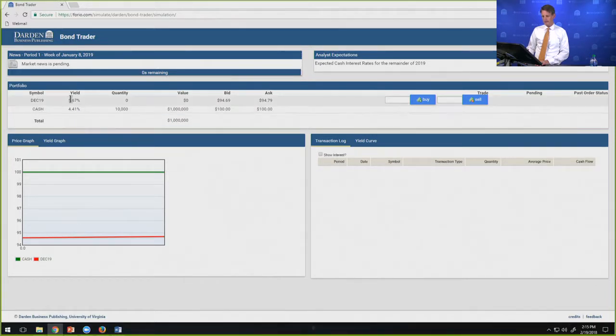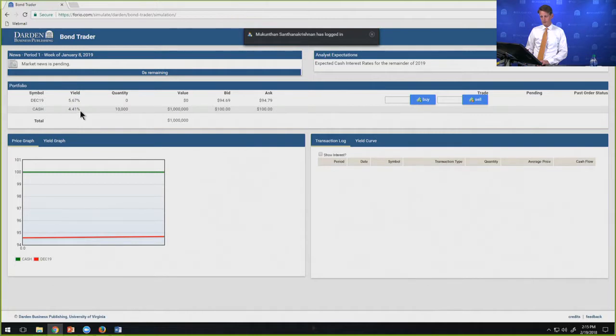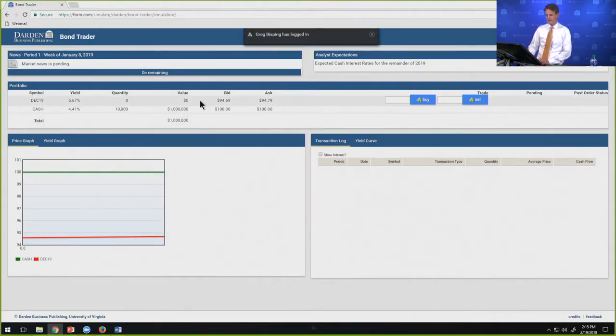So here we have the December 19 bond. The yield to maturity on that is 5.67, meaning the ask is 9.479. And then cash, the yield on that is 4.41. We can see the price. Of course, it's not much to look at in the price graph because we just have the two data points there. So students will look at that and decide what trade to make.